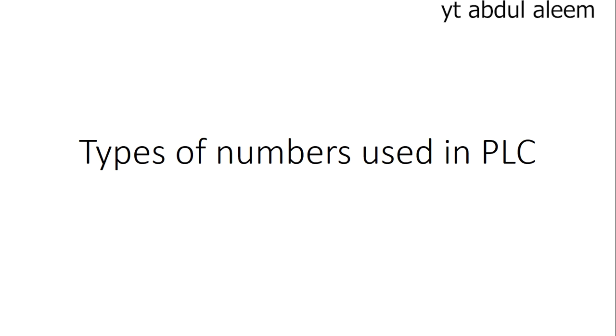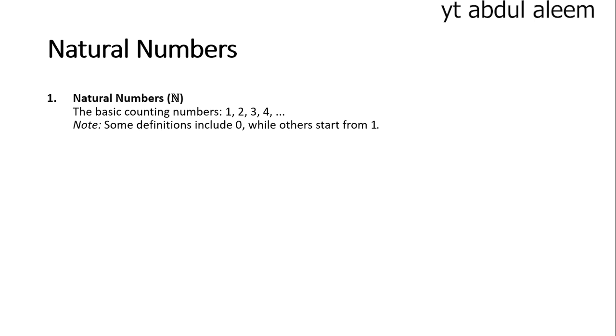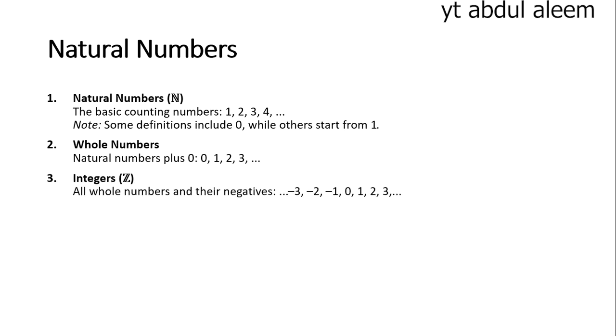Types of numbers used in PLC. Natural numbers. The basic counting numbers, 1, 2, 3, 4. Note, some definitions include 0, while others start from 1. Whole numbers. Natural numbers plus 0: 0, 1, 2, 3. Integers. All whole numbers and their negatives: -3, -2, -1, 0, 1, 2, 3.